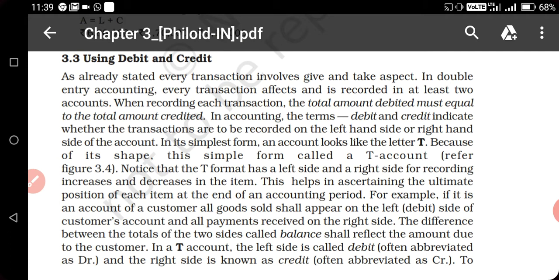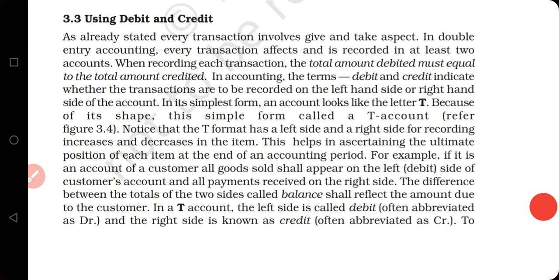Every time, these two sides, the debit and credit amounts, must be equal after the completion of each and every transaction. When recording each transaction, the total amount of debit must equal the total amount of credit. In accounting, the terms debit and credit indicate whether the transaction is to be recorded on the left hand side or right hand side of the account.